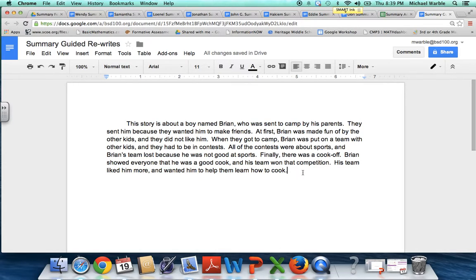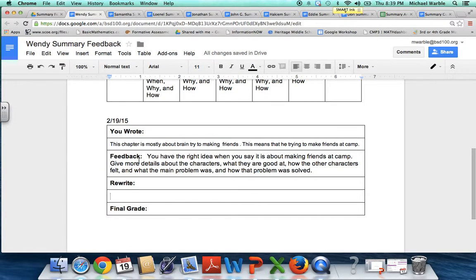Leave this up and continue typing this summary in your rewrite section. Once you are finished typing, I want you to reread it one more time in your rewrite section. So you should have something written right here now. And once you are satisfied with that, you may close your laptop and silently read until the next station begins.